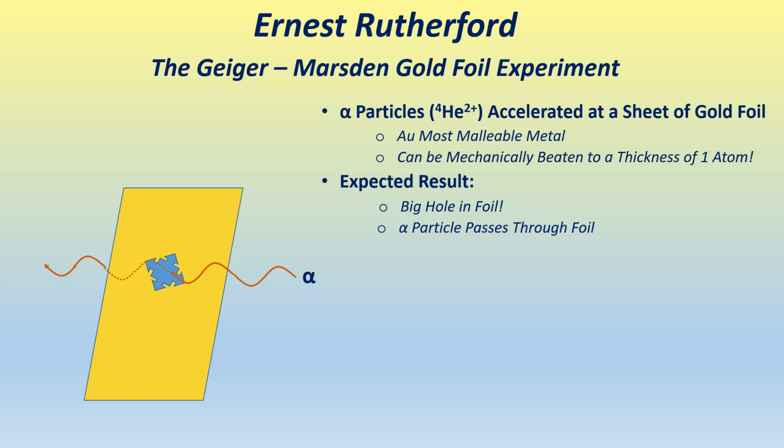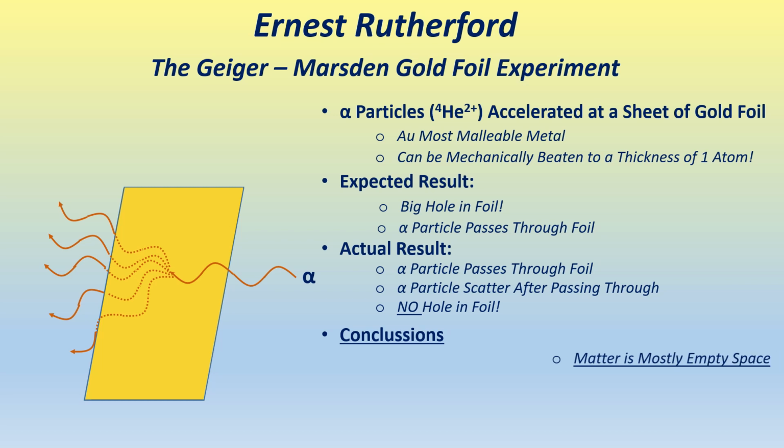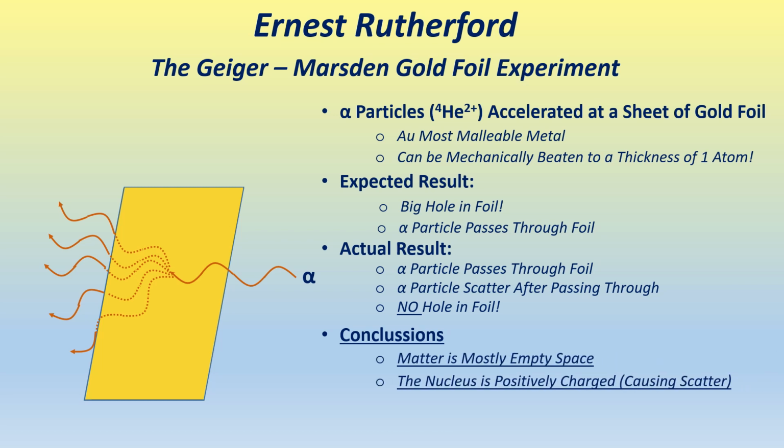What actually happened, however, was slightly different. First of all, the alpha particles did pass through the foil, but instead of passing directly through, they scattered in several directions. Also, most surprisingly, the foil remained intact. What this experiment showed was that, in fact, matter is mostly empty space. The fact that the alpha particle, which in itself was matter, a helium nucleus, could pass straight through metallic gold indicated that there was plenty of room in between the atoms.